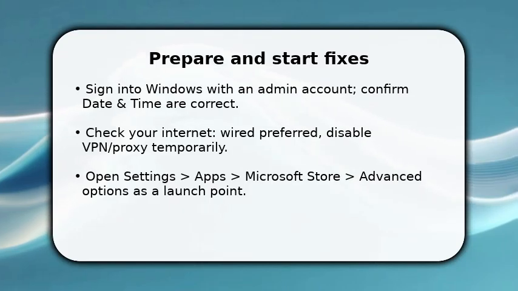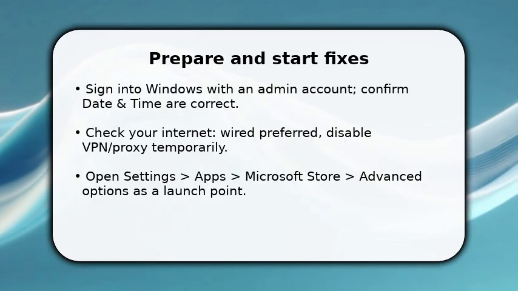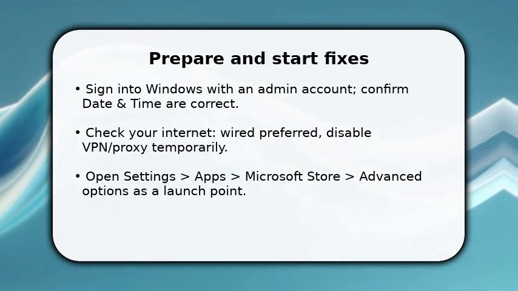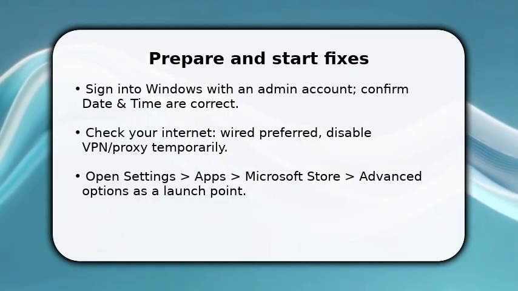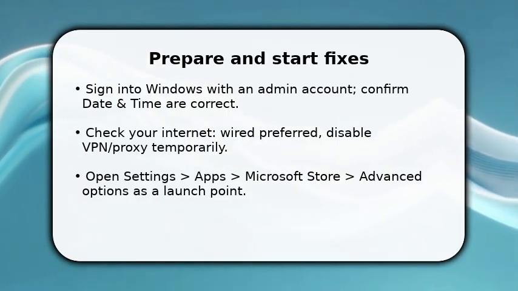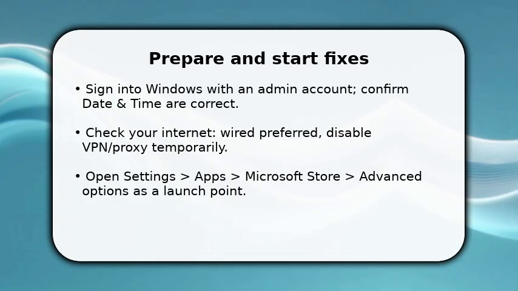Enjoy the video. You begin by confirming prerequisites quickly. Sign into an administrator account and verify date and time because certificate checks fail when clocks are wrong. Once done, disable VPNs and proxies to avoid authentication tunnels. Make sure your internet is stable. Use a wired connection if possible.